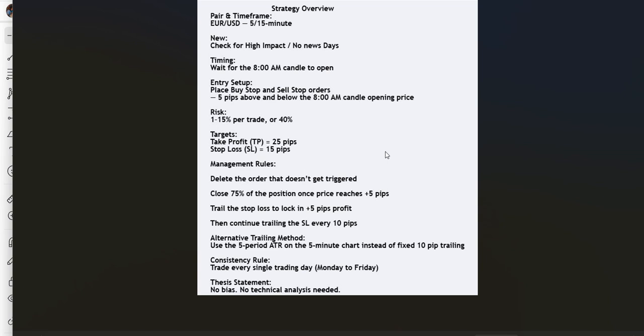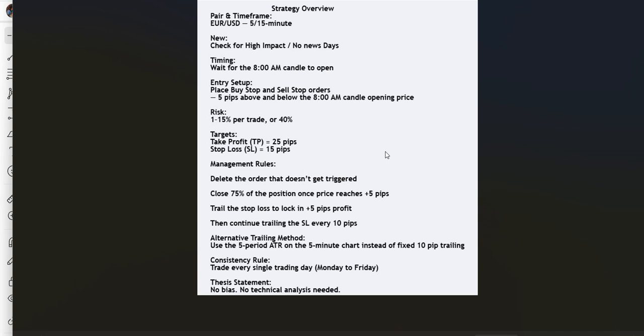So I'm gonna reiterate what I was saying. Once we have the 8 a.m. candle open price, you're going to put that into your calculator. You're going to add 0.0005, and that's going to give you the buy stop entry. You're going to subtract 0.0015 from the buy stop entry price. That's going to give you your stop loss. You're going to add 0.0025 to your buy stop entry, and that's going to give you your take profit.